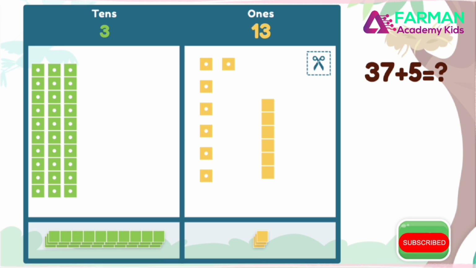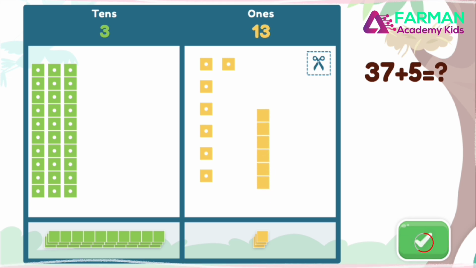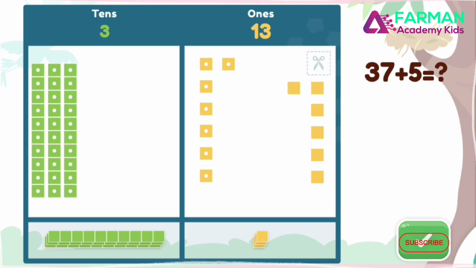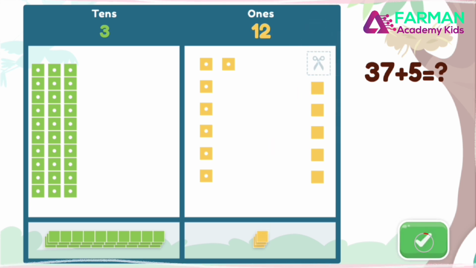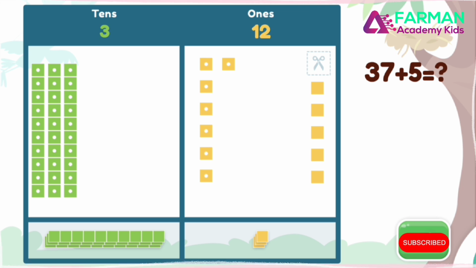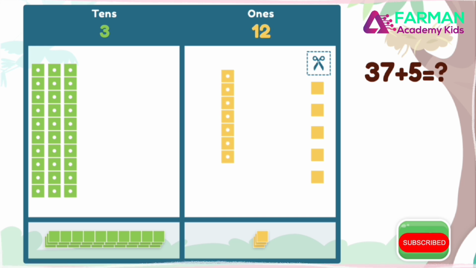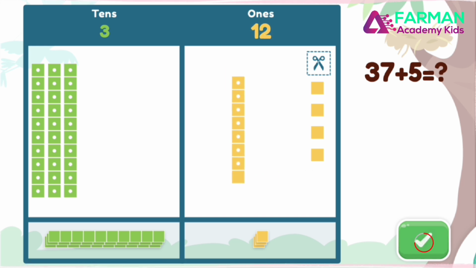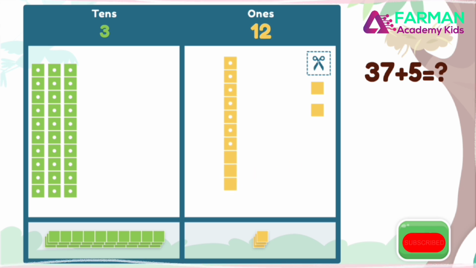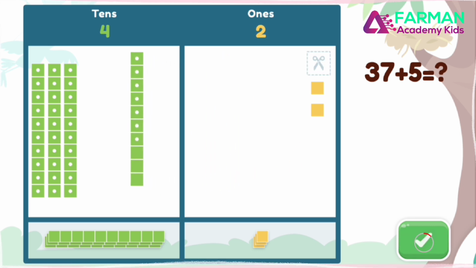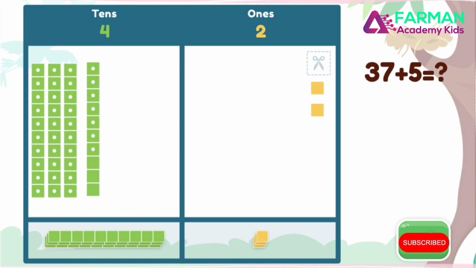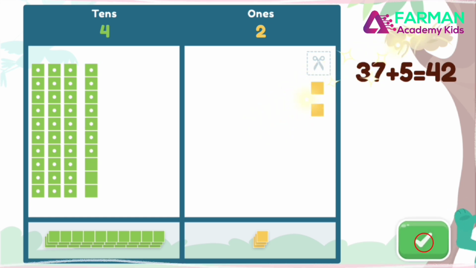Oops! Combine the blocks into a rod first. 10 blocks make 1 rod. Good work! Use the rods and blocks to solve the equation. 86 plus 5. Blocks make 1 rod. Great!